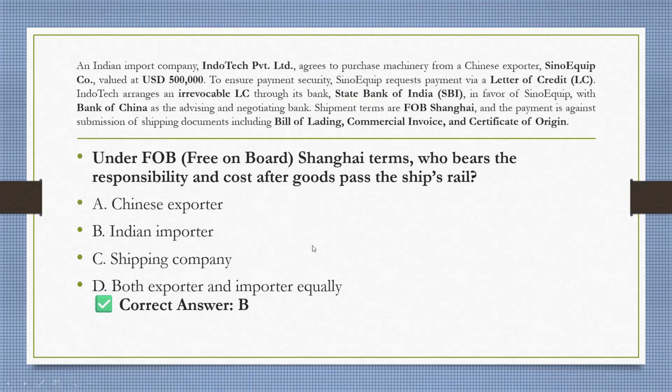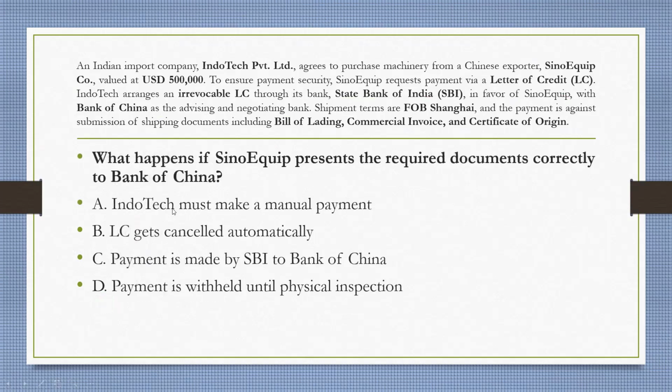Let's see the next one. What happens if Sino Equip presents the required documents correctly to the Bank of China? So Sino Equip is presenting the documents to Bank of China. So what will happen? Indotech must make manual payment. LC gets cancelled automatically. Payment is made by SBI to Bank of China. Payment is withheld until physical inspection. So the correct answer is C. Payment is made by SBI.